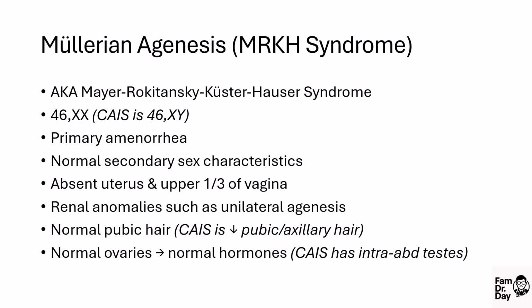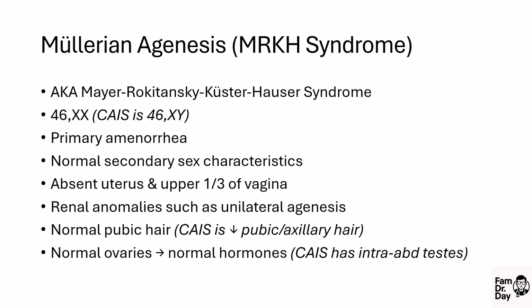This is Müllerian agenesis, also called MRKH syndrome, short for Mayer-Rokitansky-Küster-Hauser syndrome. These patients are 46XX females, unlike CAIS, which is 46XY. The most common presenting symptom is primary amenorrhea in an adolescent with normal pubertal development.